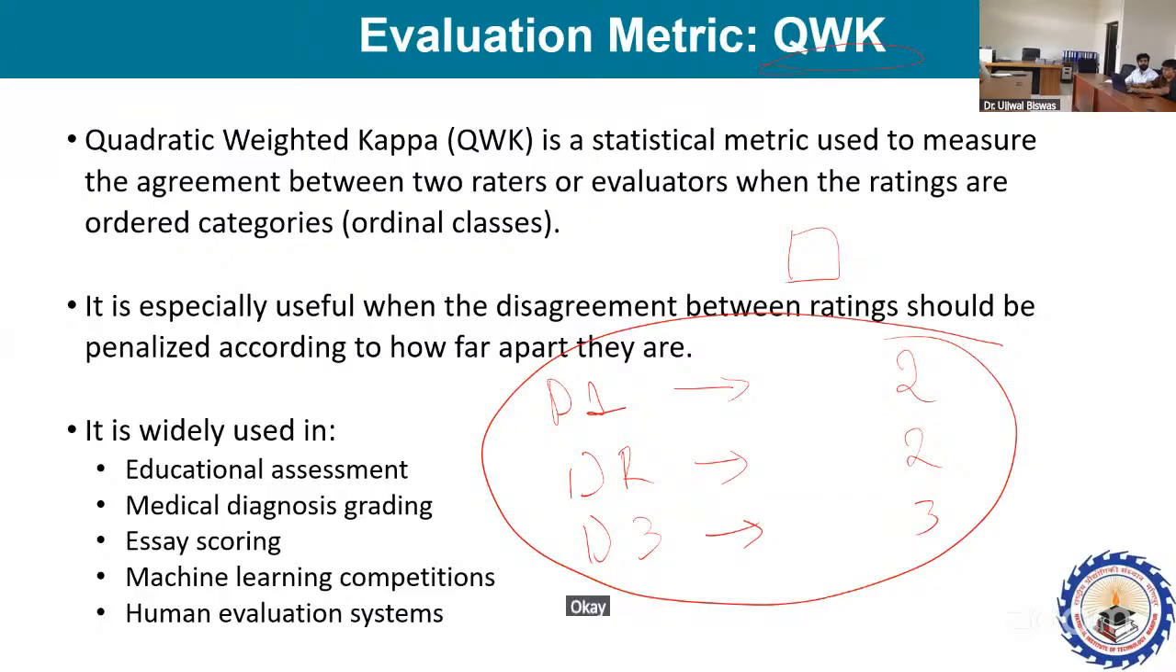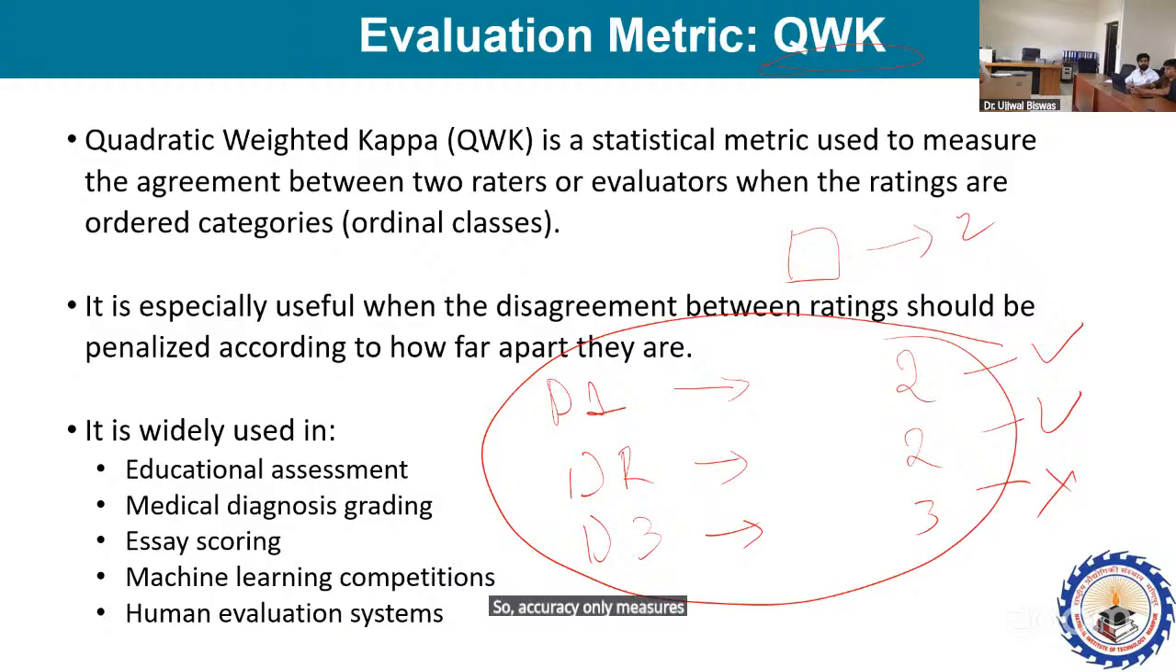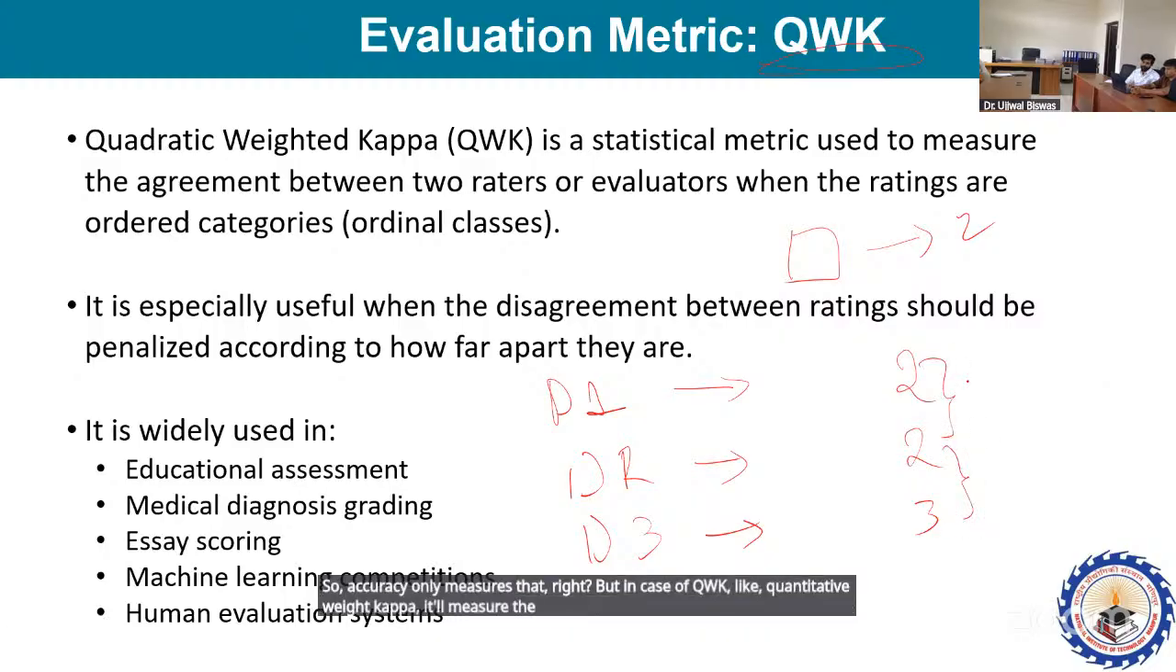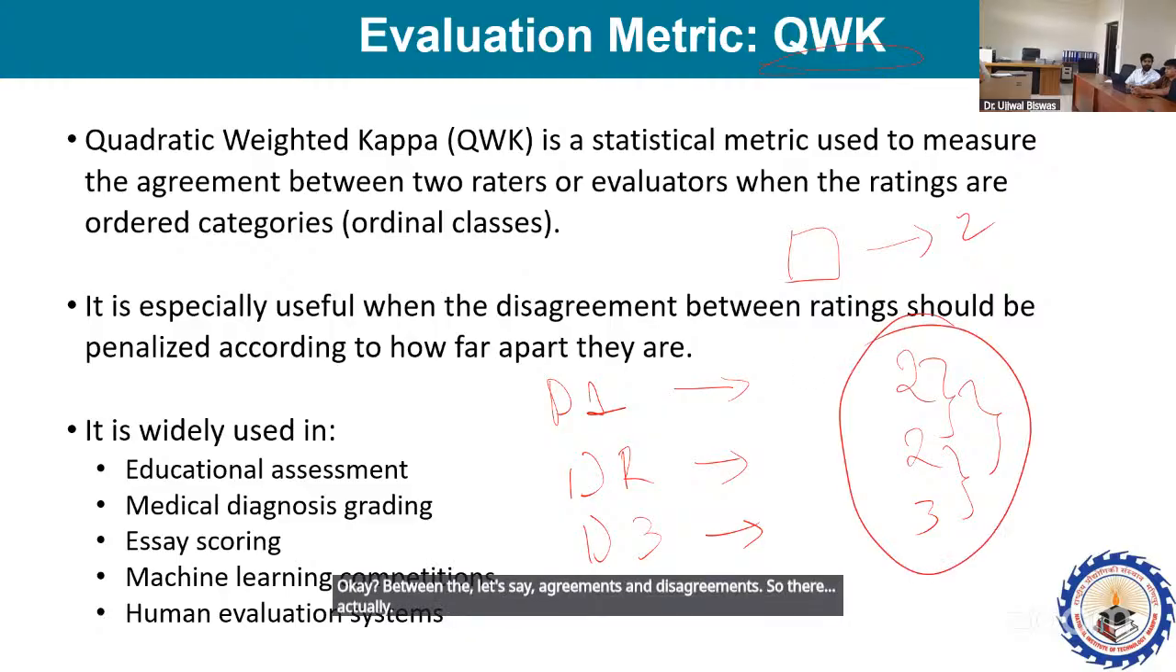Okay. If you talk about accuracy, maybe this is a grade 2, so this is correct. This is wrong. So accuracy only measures that, right? But in case of QWK, the quadratic weighted kappa, it'll measure the distance between the agreements and disagreements. So actually all the 3 doctors are quite agreeing to each other by giving similar ratings.